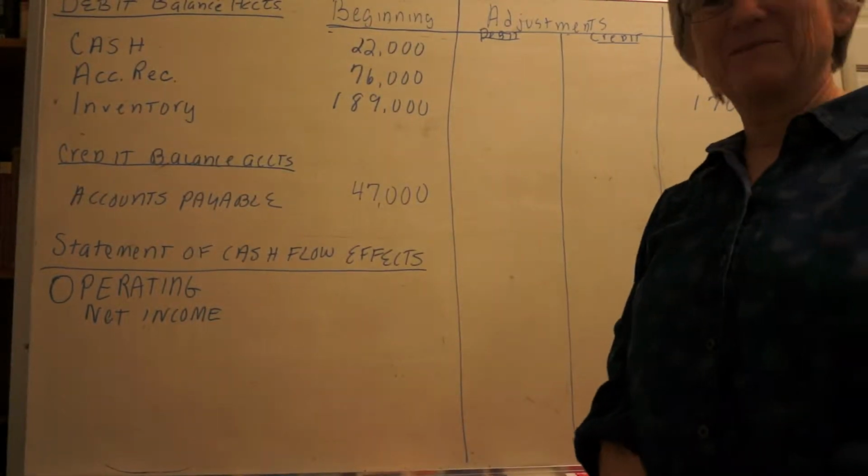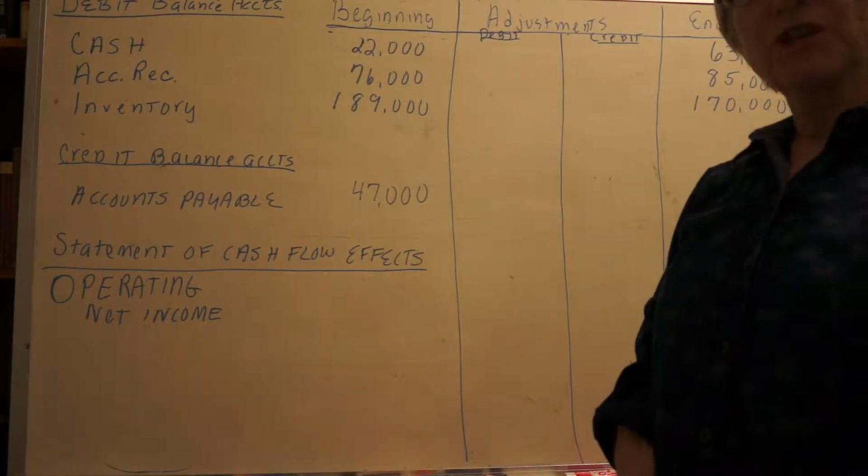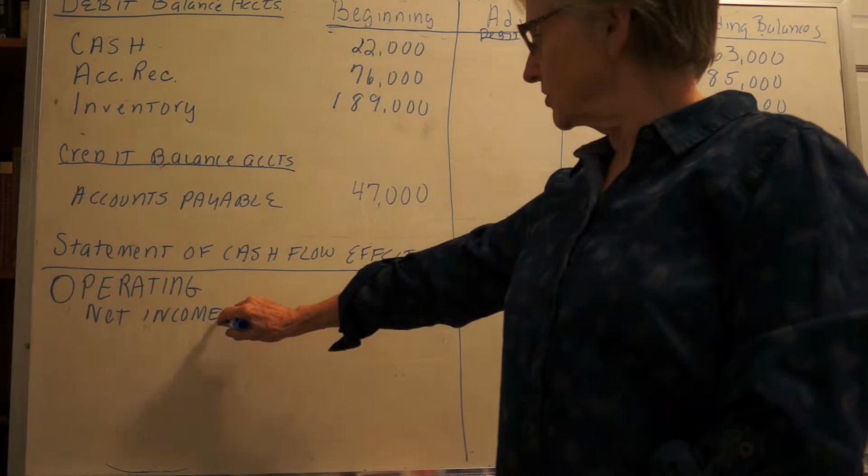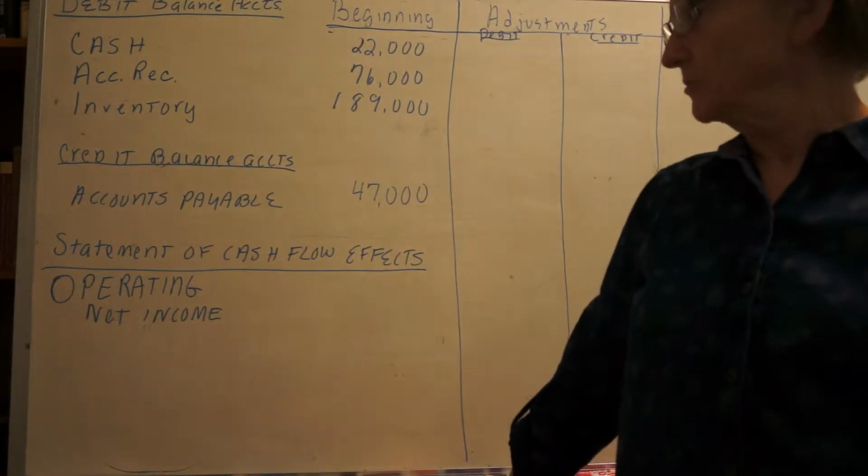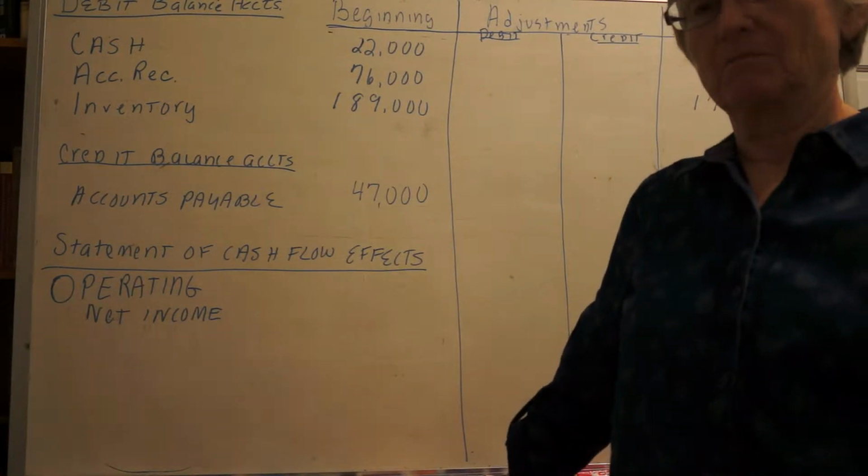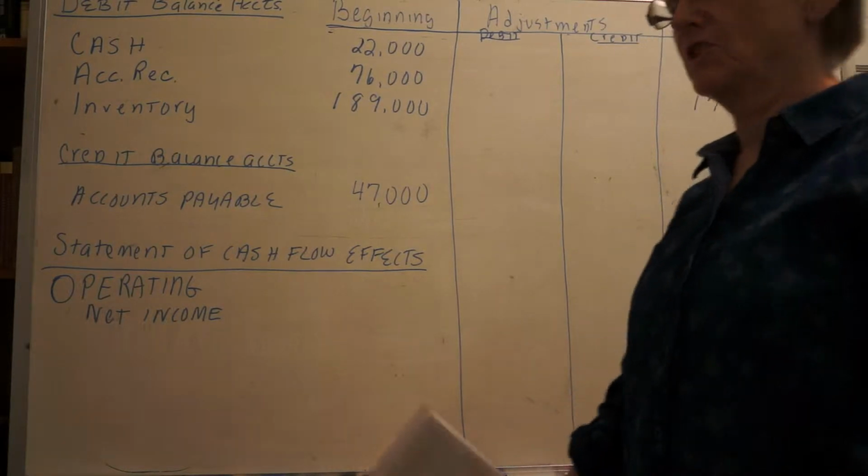So one thing I forgot to mention on the setup is, when you're setting up the worksheet, make sure you put net income as the first item in the operating section. That's a good idea for the setup.